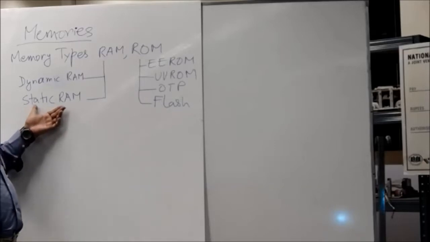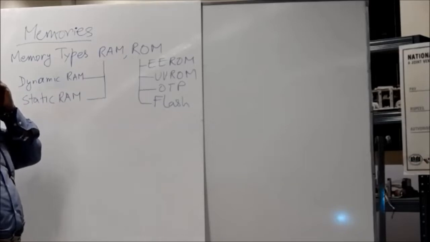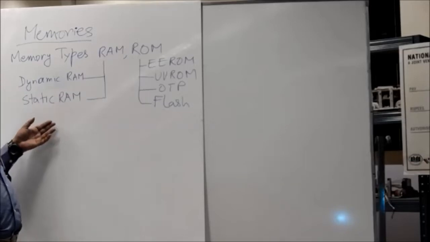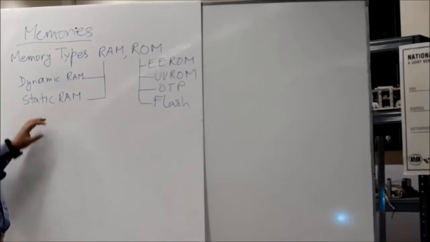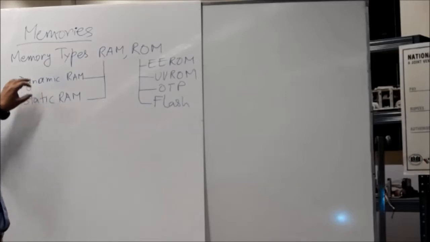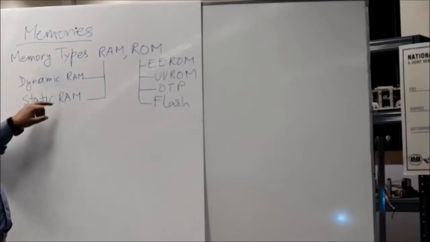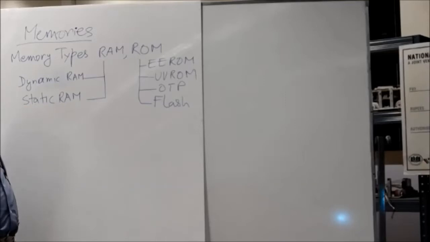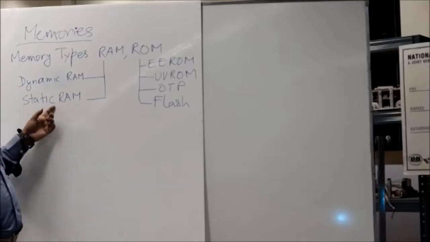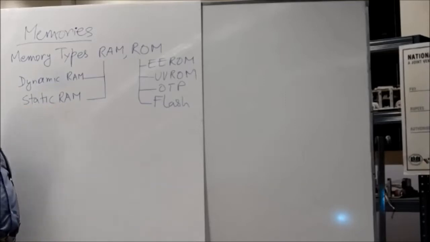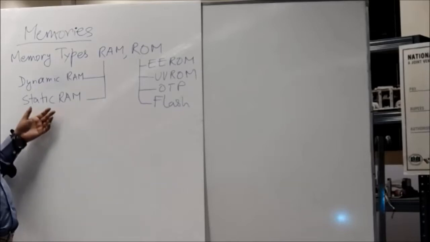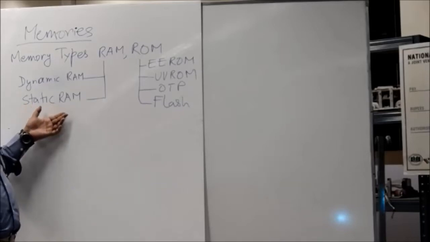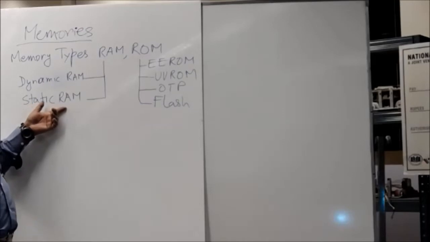Static RAM, on the other hand, has flip-flops, so the density is much less than the dynamic RAM. And static RAMs are used for cache. So the cache levels 1, 2, 3, these are the memory technology that are used in caches.